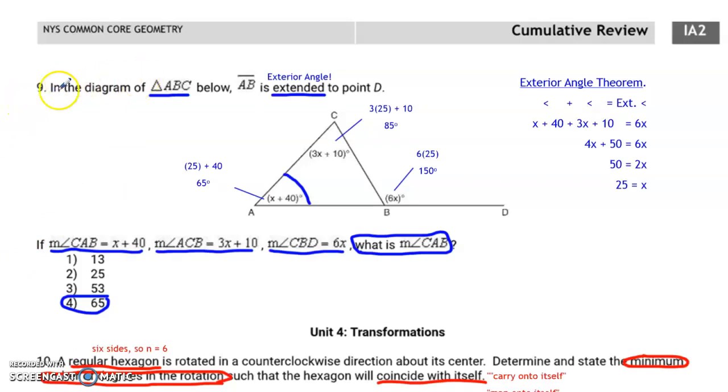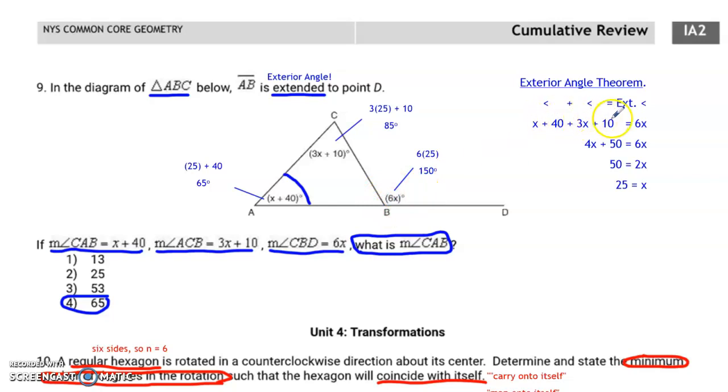All right, for this question, question number 9, it says that AB is extended to point D. Anytime you see the word extended, you should start thinking exterior angles. And in fact, this is an exterior angle. The exterior angle theorem states that these two angles on the inside, we call these the remote interior angles, are equal to the exterior angle. That's the angle out here.